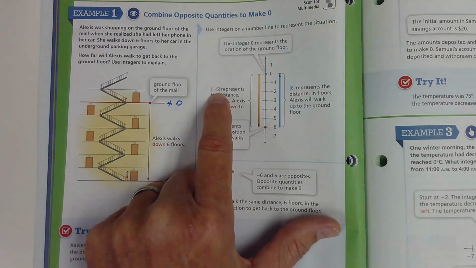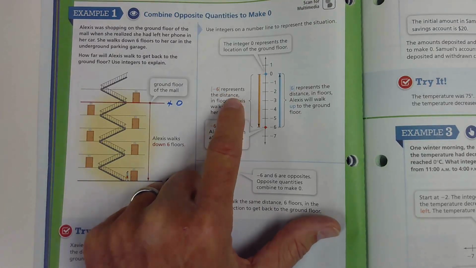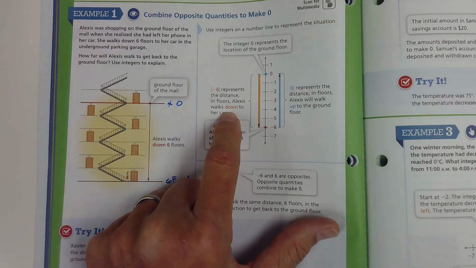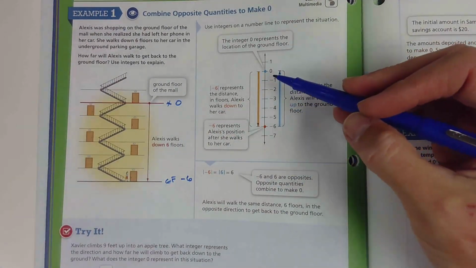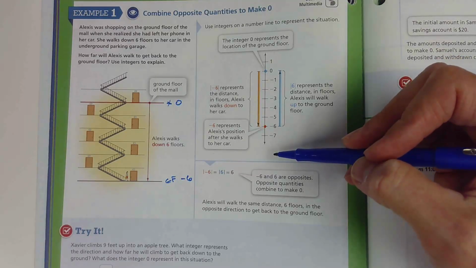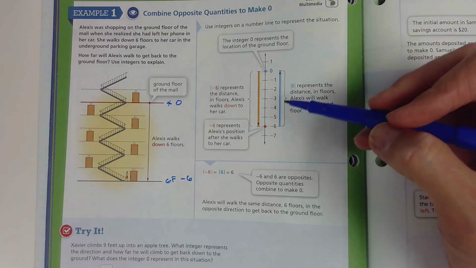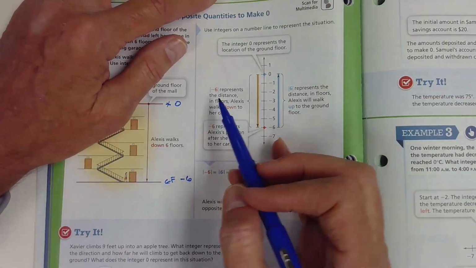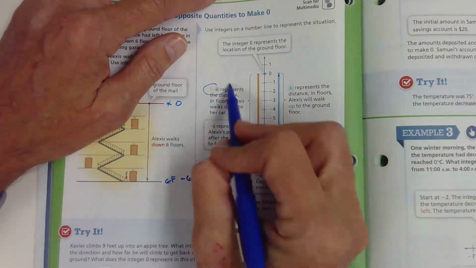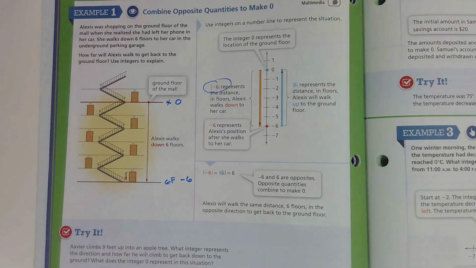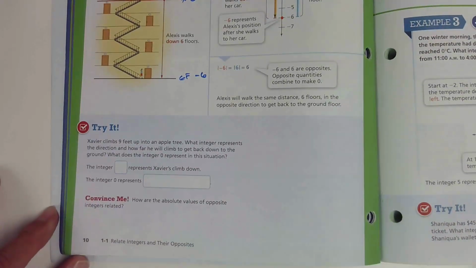And then it says the absolute value of -6, and remember absolute value is positive, represents the distance in floors that she walks down to her car. How many floors did she walk down? 6. She walked down 6 floors. So we're talking about distance. You wouldn't say she walked down -6 floors. You would just say she walked down 6 floors if we're talking about absolute value. Okay? So let's look at try it down below.